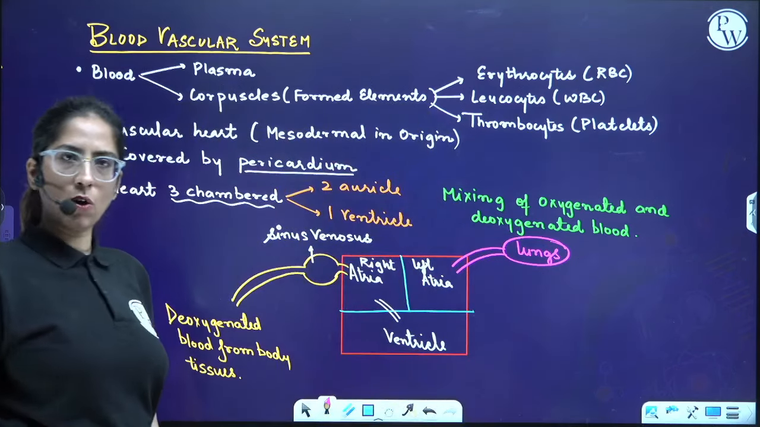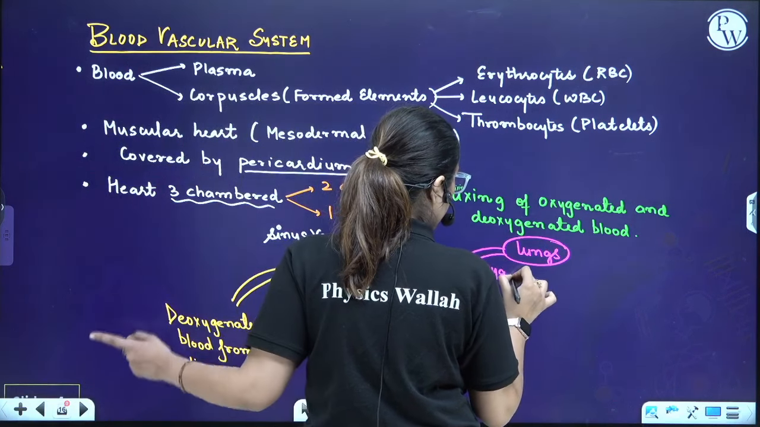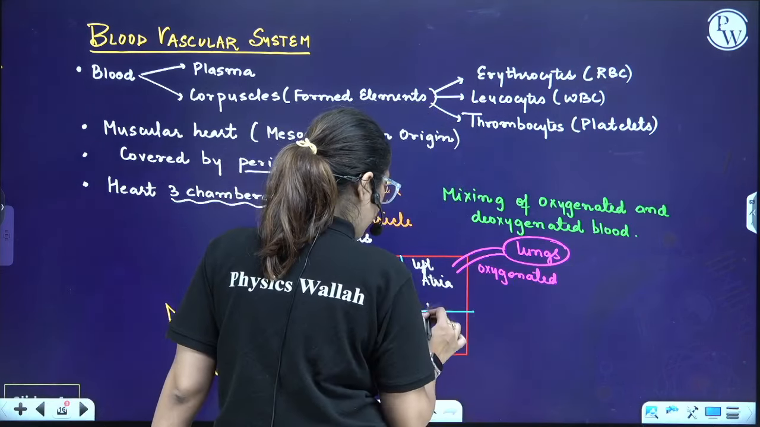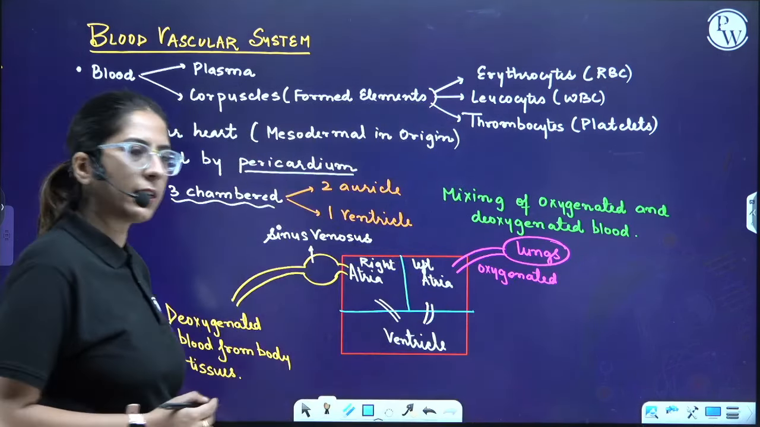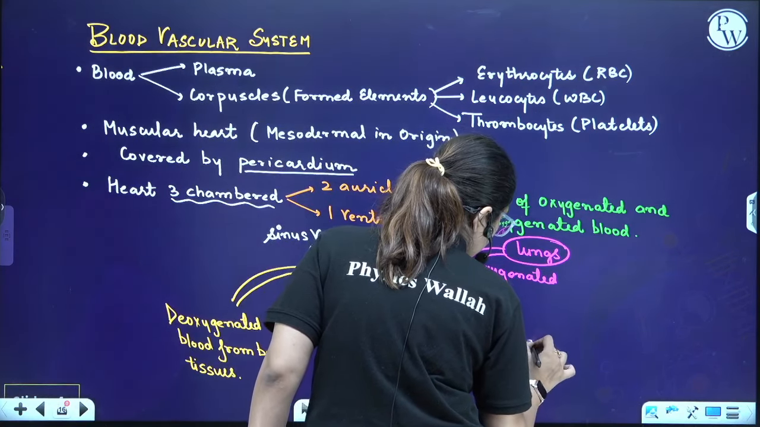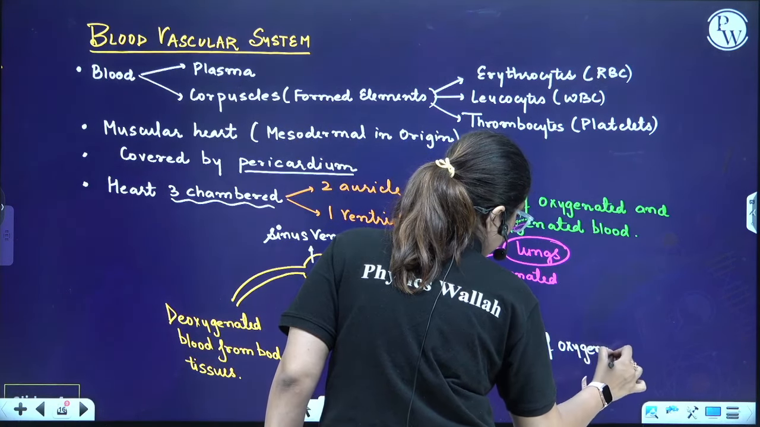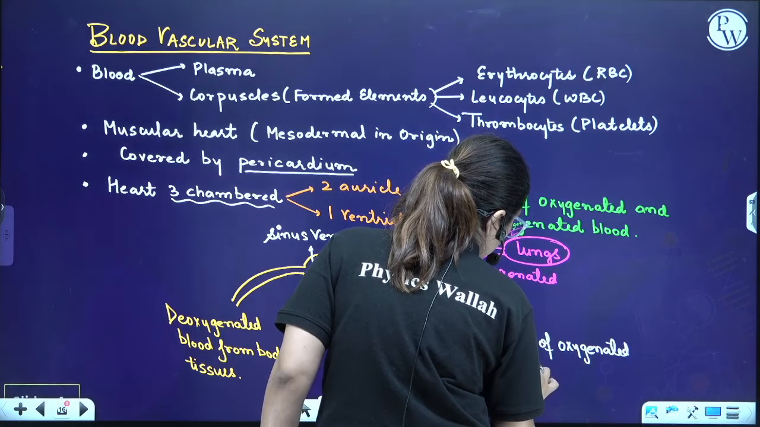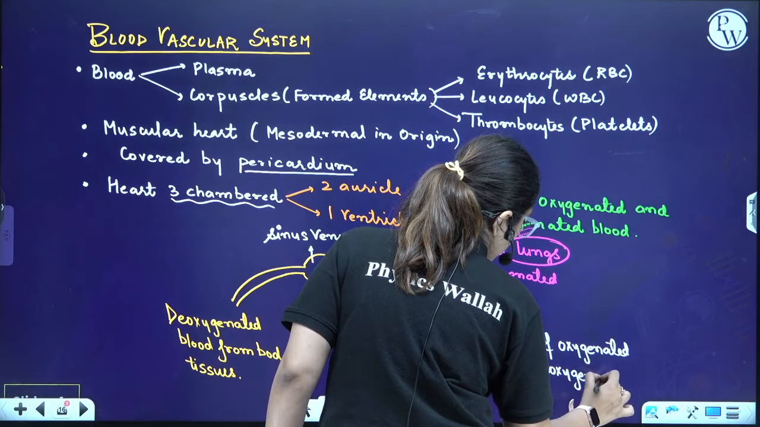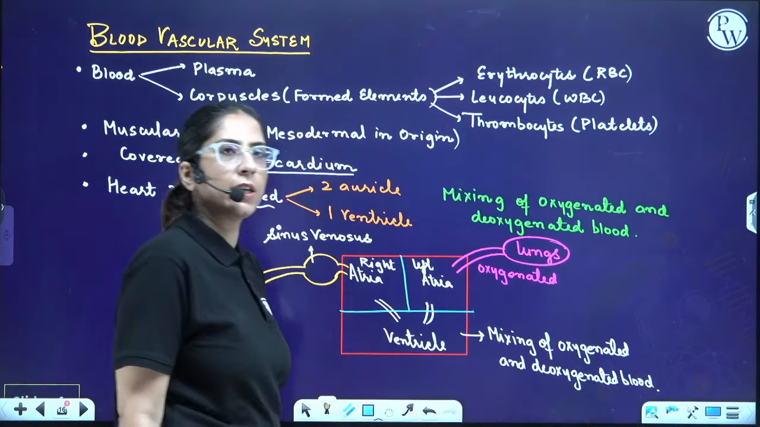The oxygenated blood, which type of blood will it be? The oxygenated. Here, which type of blood? Deoxygenated. So, the blood from both the atria will come into the ventricle. In the ventricle, there will be mixing of oxygenated and deoxygenated blood, clear?